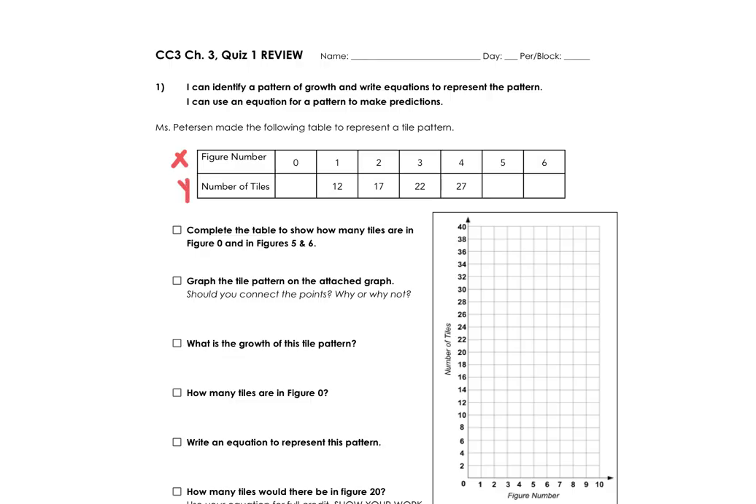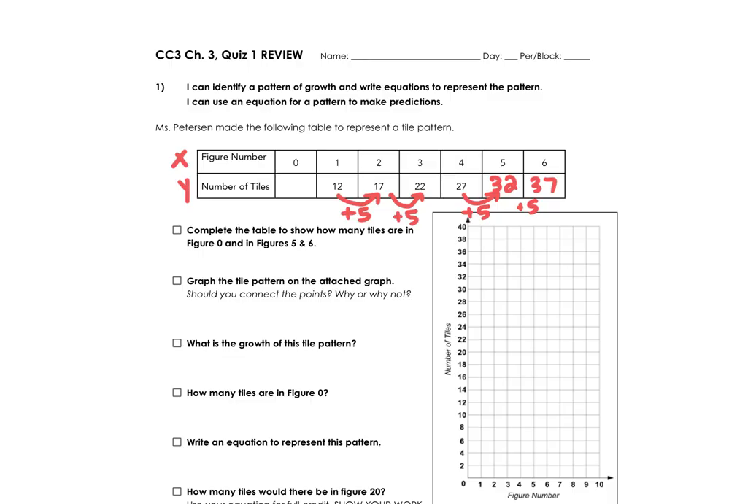Okay, so let's see. I'm looking at my first figure number to my second. The first one has 12, and then I go to 17. So that means I'm adding 5. I just want to double check that that's the same here, and it looks like it is. From 17 to 22, I also add 5. So then I can keep going: adding 5 to get to 27, then adding 5 to 27 to get figure 5, which is 32. And then I add 5 again and get 37.